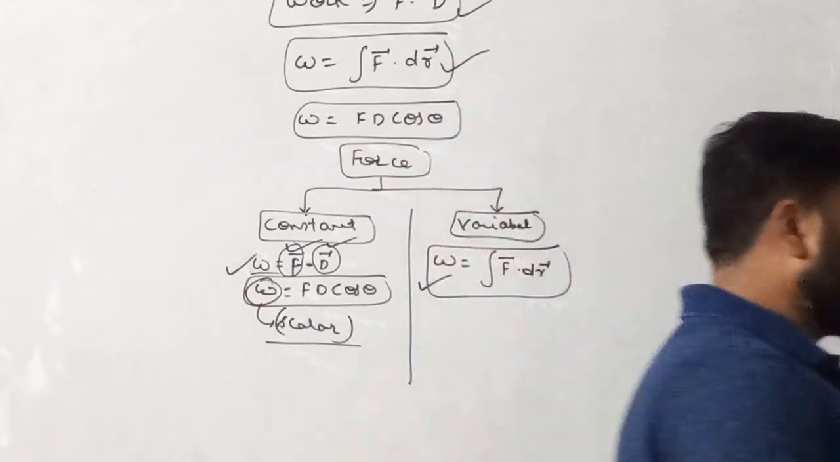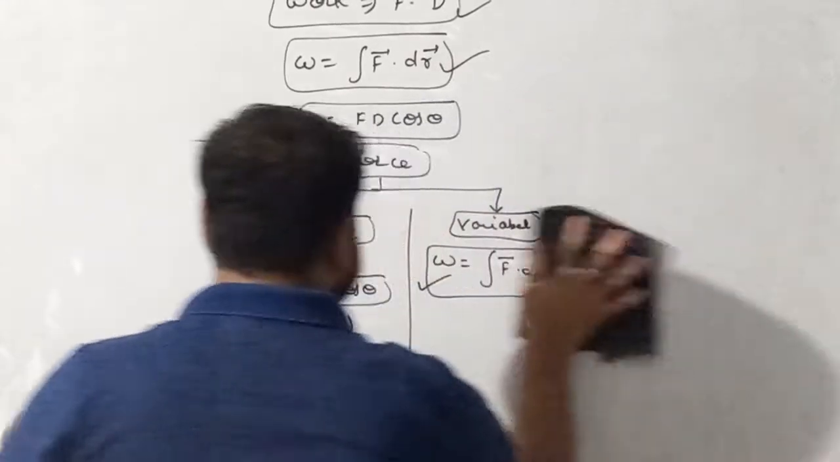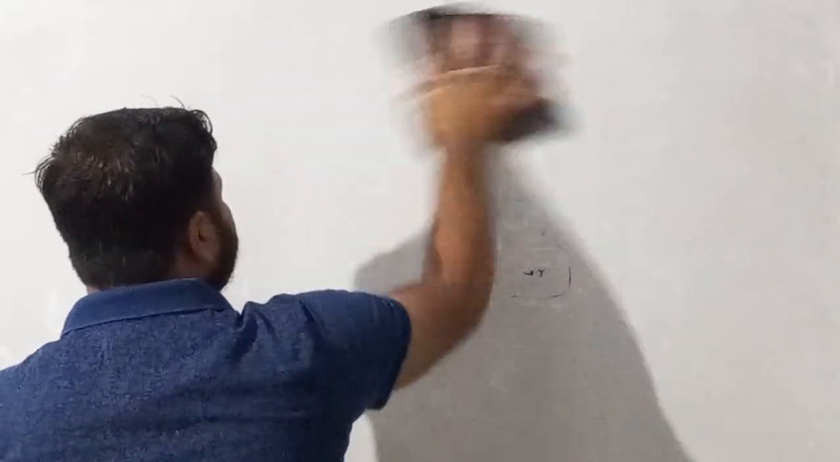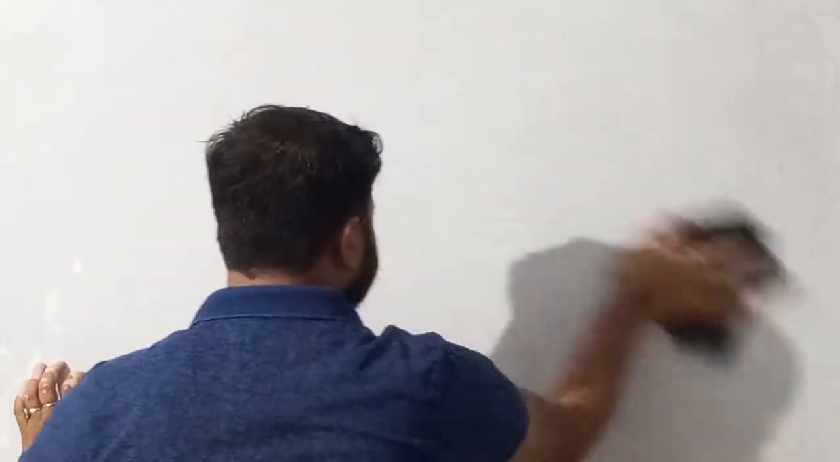Now moving forward, write down the next heading: spring force and work done by spring force. Remember, work is performed only by force. No one can perform work unless we have force. This statement is very easy to think, but remember this thing, my dear student: work is only performed by force.